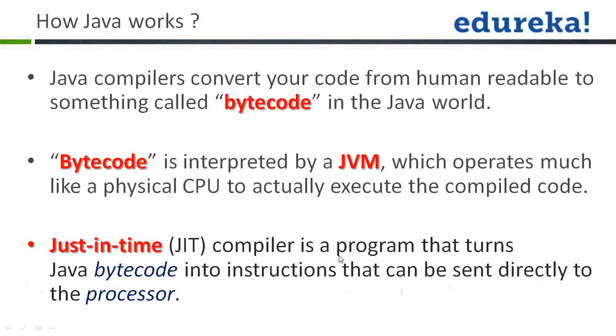Just-in-time compiler is a program that turns the Java bytecode into instructions that can be sent directly to the processor. Now, JVM has got two things. One is the interpreter. The second thing is the just-in-time compiler. Both of these actually work side by side to convert the bytecode into instructions that could be understood by the machine, or the processor.